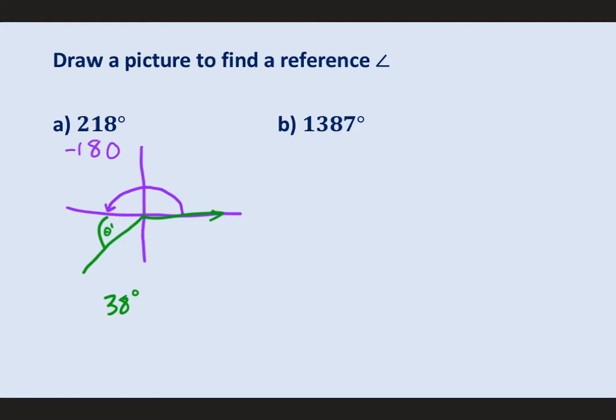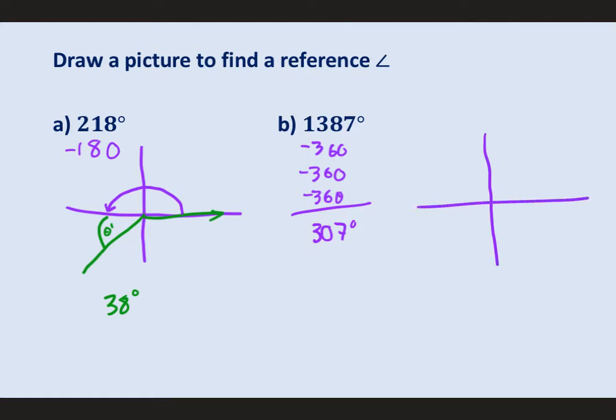Now the reference angle of 1,387, we have to do a little bit of work. We actually have to subtract 360 quite a few times. So we're going to subtract 360, subtract 360, subtract 360. Each time we're doing this, we're finding a coterminal angle. Now I've already done the math off to the side, so I know I need to do it 3 times. And when I subtract 360 3 times, I get 307 degrees. This is the least positive angle, so that's the one I'm going to want to use.